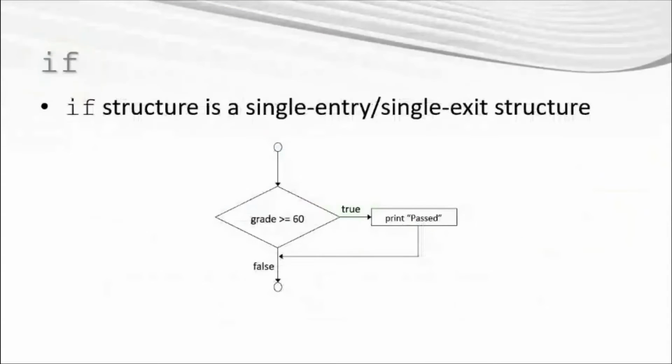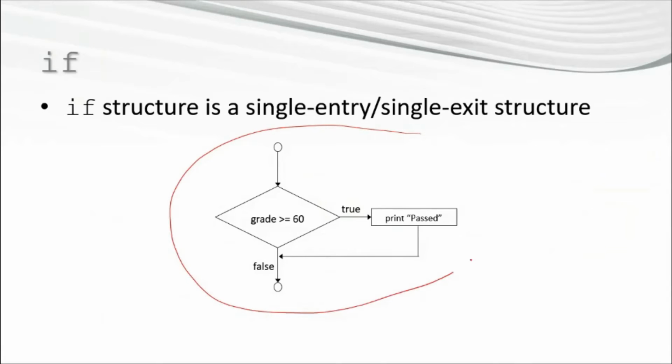So the if structure is commonly represented like this. Here is the condition, which is grade. Grade is the variable that we are comparing. If grade is greater than or equal to 60, and it is true, we have to print passed. If it is true, it is being printed as passed. If it is false, something else is to be done.